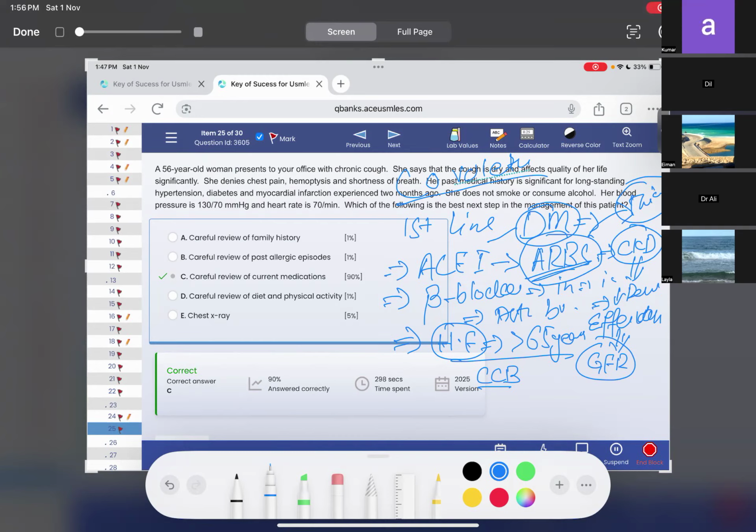Clear, doctor? Yes. So it is most probably associated with step 2. Okay, sir, right.